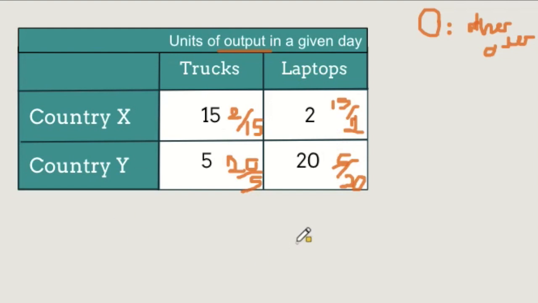We said that a country has a comparative advantage if it has the lowest opportunity cost. So that means whichever one has the lowest opportunity cost, it should be producing that product.